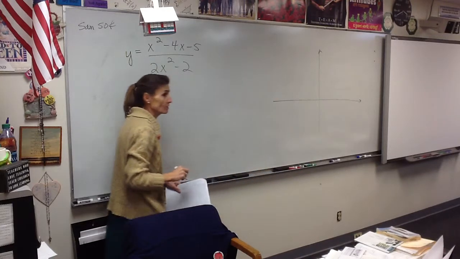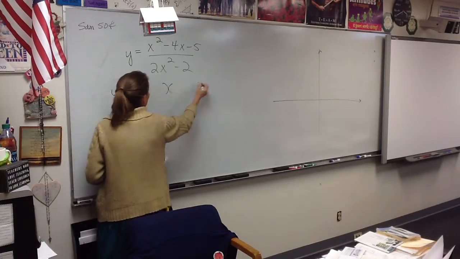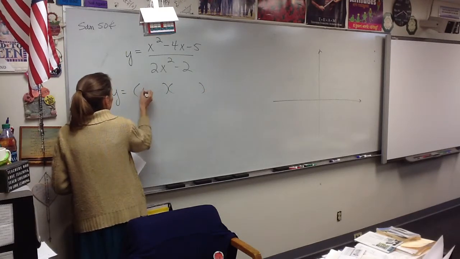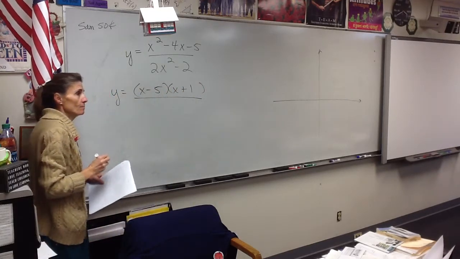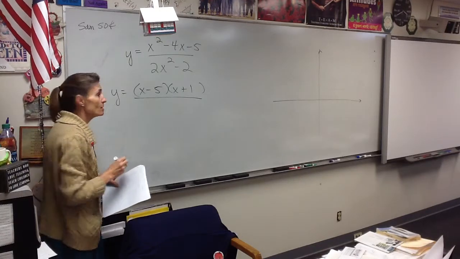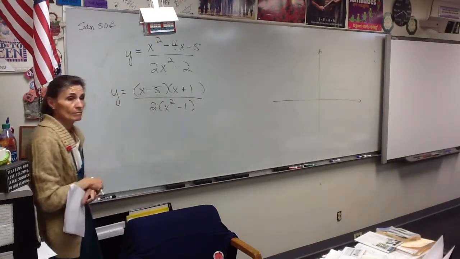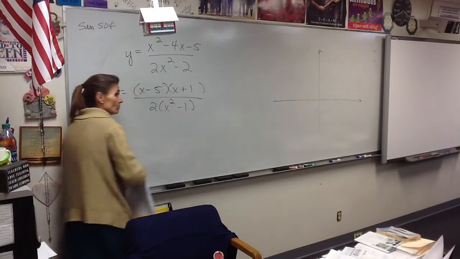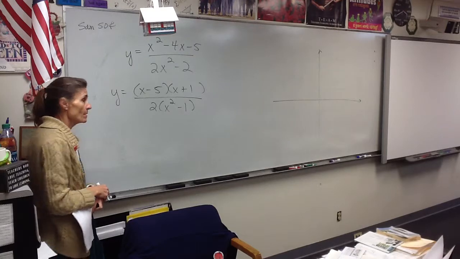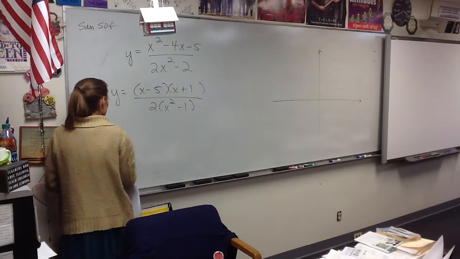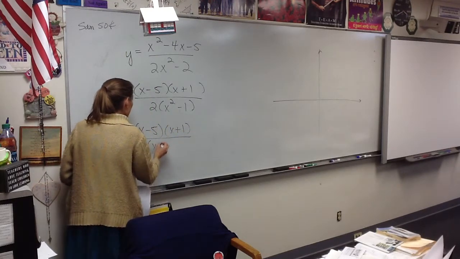How are you going to start this problem? Factor. So the top factors, x minus 5, x plus 1. The bottom, pay attention. You start by taking out a 2. There's a common factor. Take it out. GCF. You remember that. Now, what about this? That is x plus 1, x minus 1.